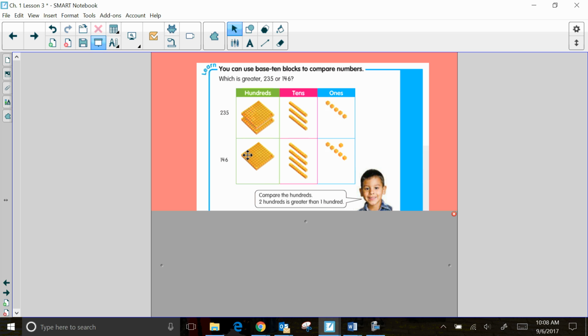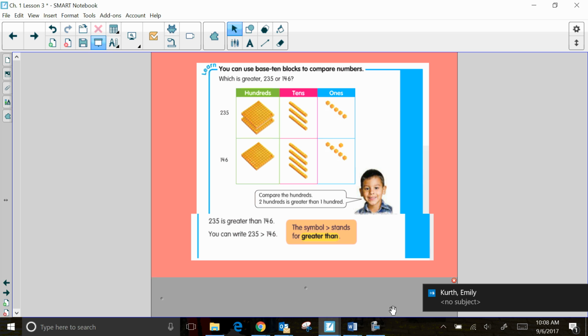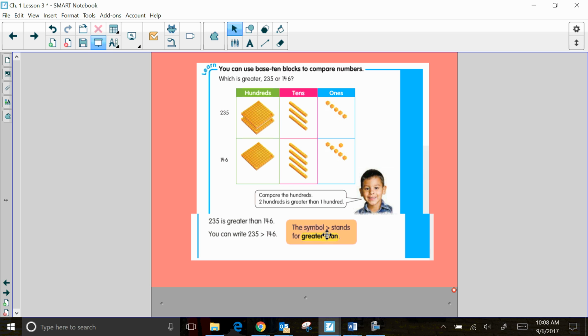I compare the biggest place value first. In this case, the hundreds is our biggest place value. 200 is greater than 100, so 235 is greater than 146. The symbol here stands for greater than. It always points to the bigger number. It's always open to the biggest number.